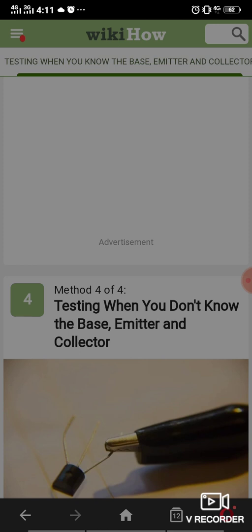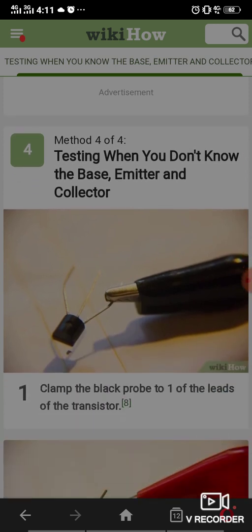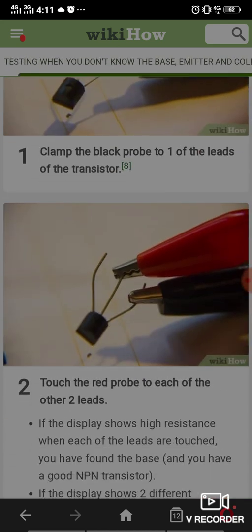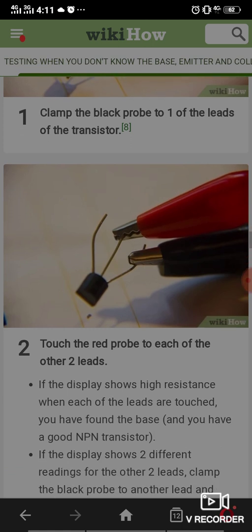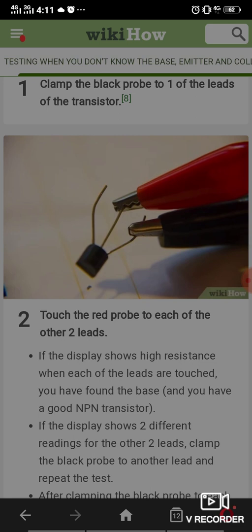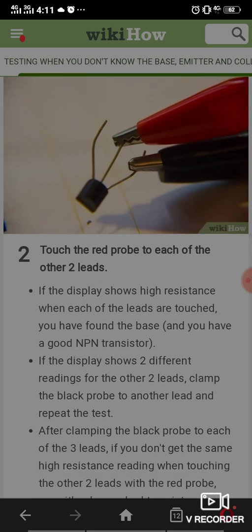Testing when you don't know the base, emitter and collector: clamp the black probe to one of the leads of the transistor. Touch the red probe to each of the other two leads. If the display shows high resistance when each of the leads is touched, you have found the base and you have a good NPN transistor.